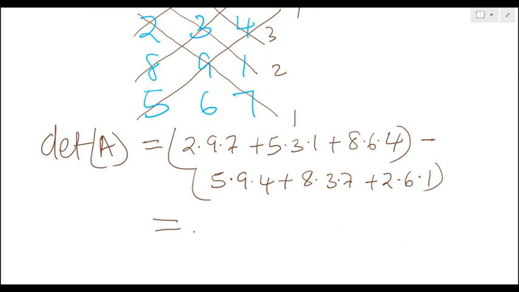The first set of diagonals will add up to 333. The second set will add up to 360. If we subtract the two values, we get negative 27.